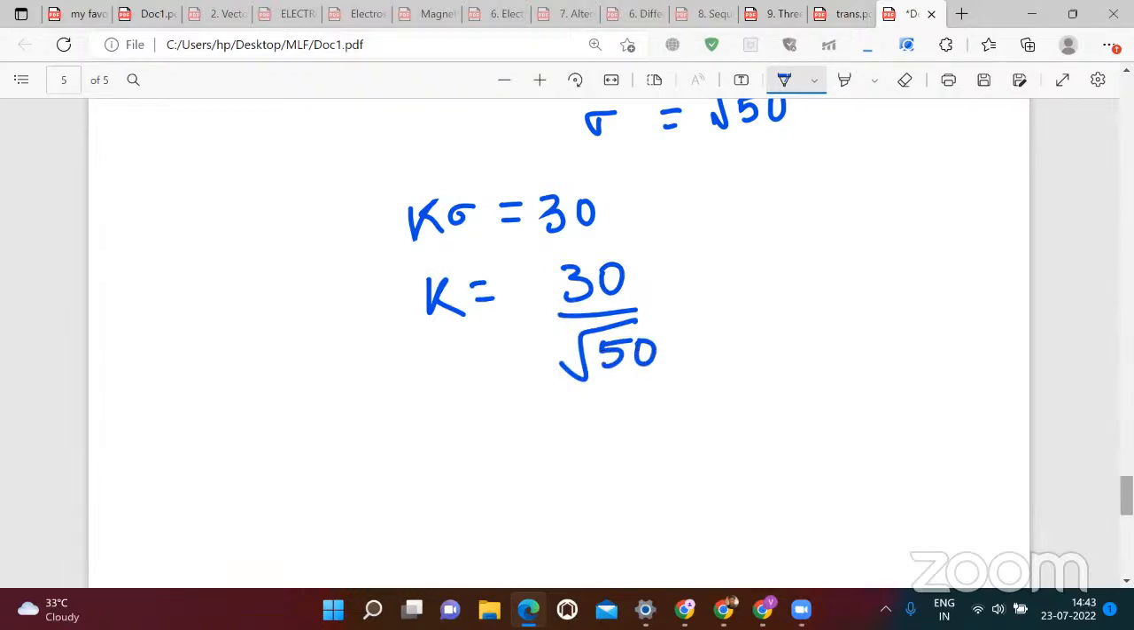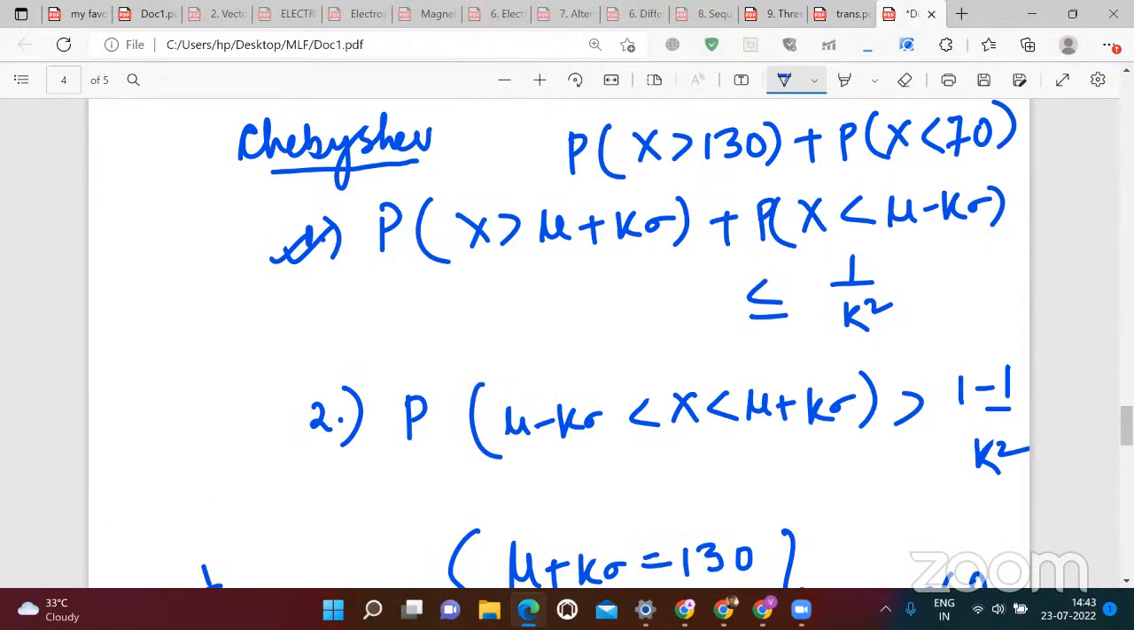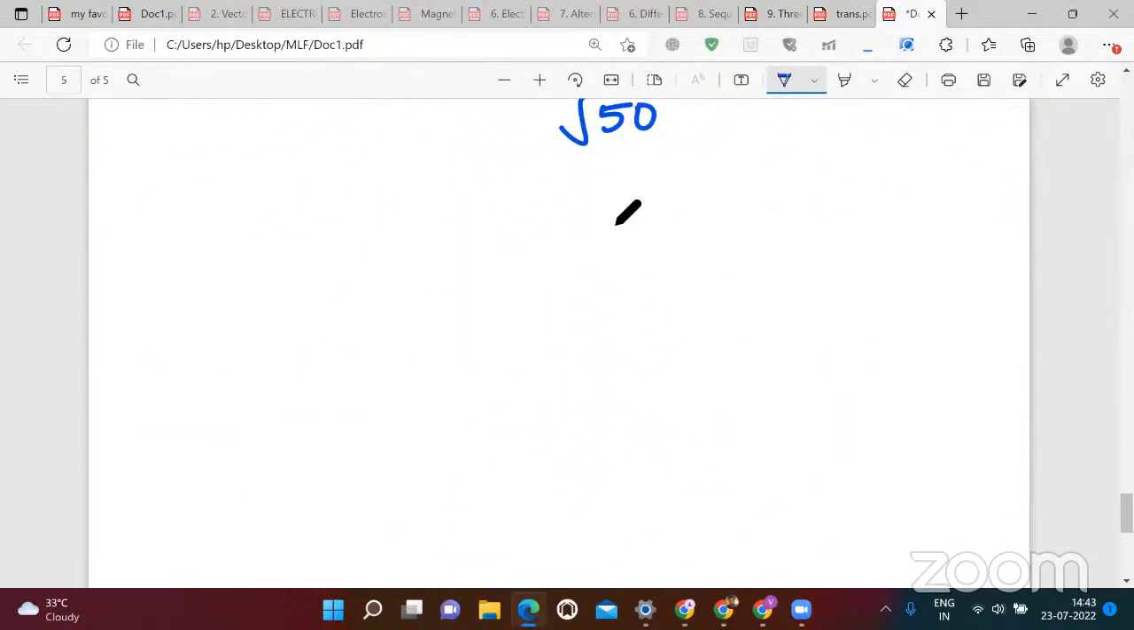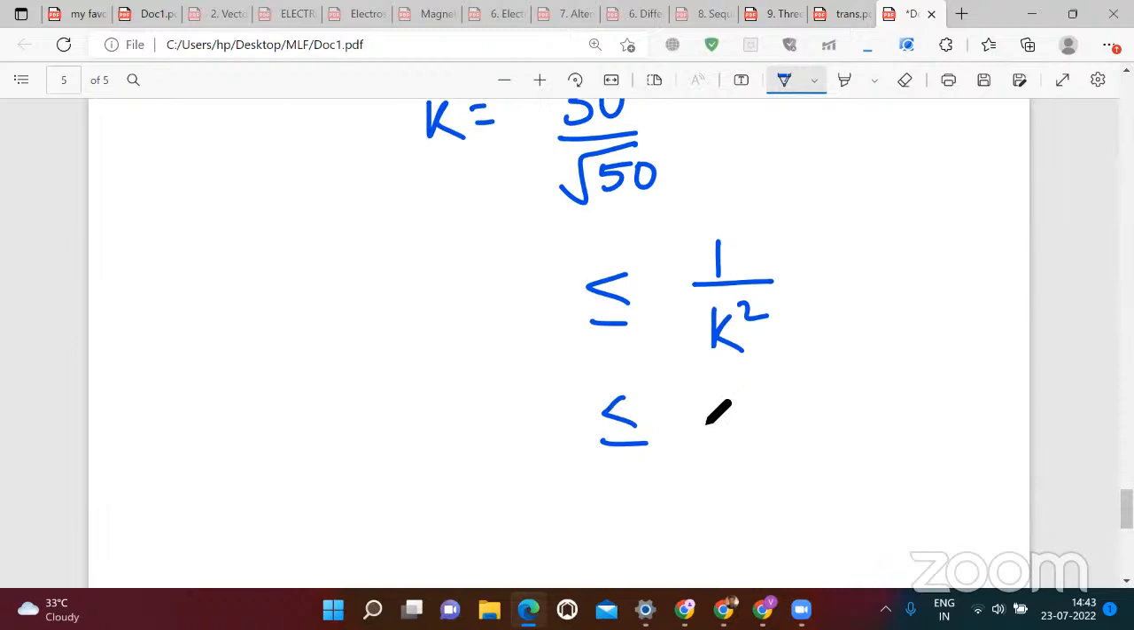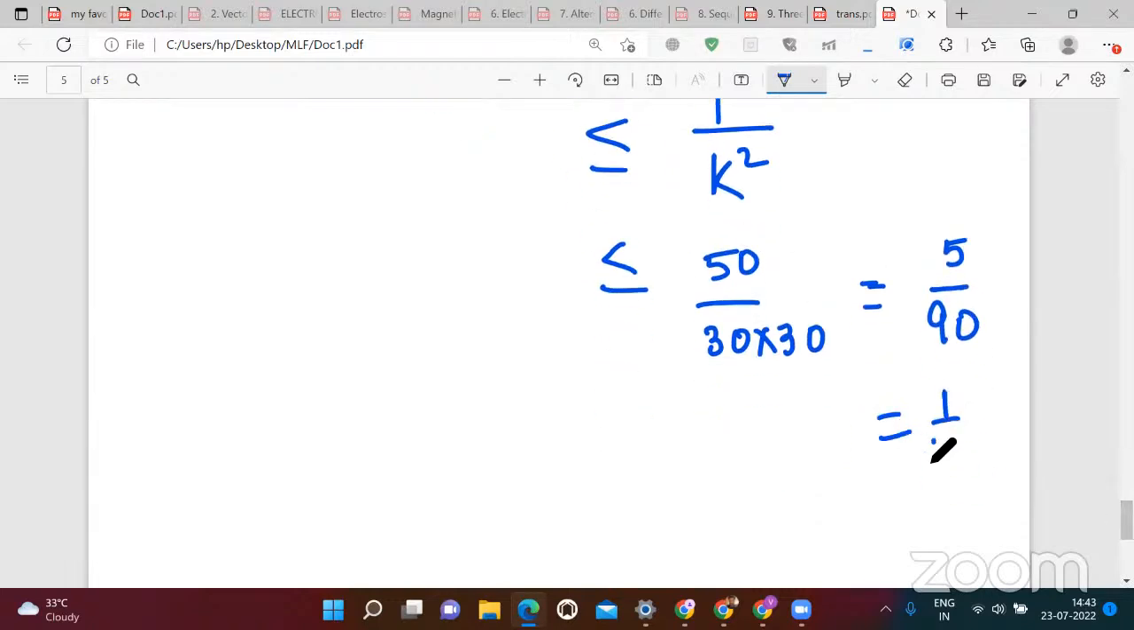Fine. Now you need to calculate what? Less than equals to 1 upon k square. So this probability would be less than equals to 1 upon k square. K value you already have. So the k is what? 50 upon 30 into 30. So you'll be left with what? That is equals to 5 upon 90, right? This is 1 upon 18. So 1 upon 18 will be the final value.